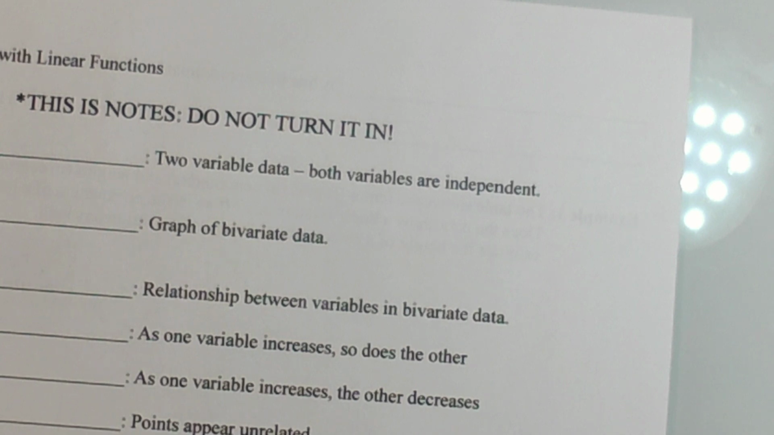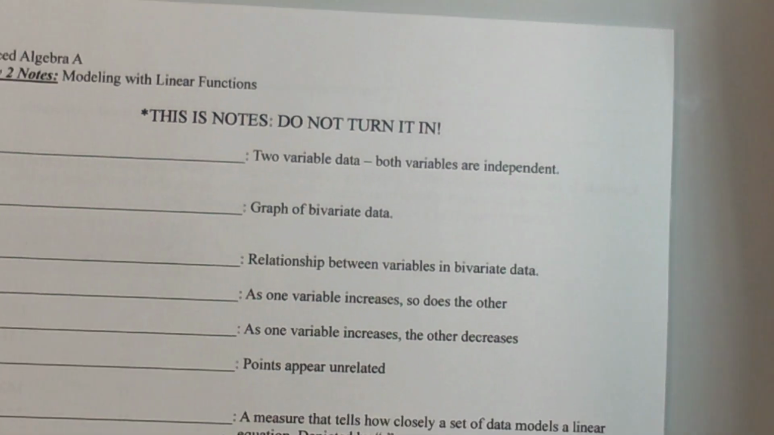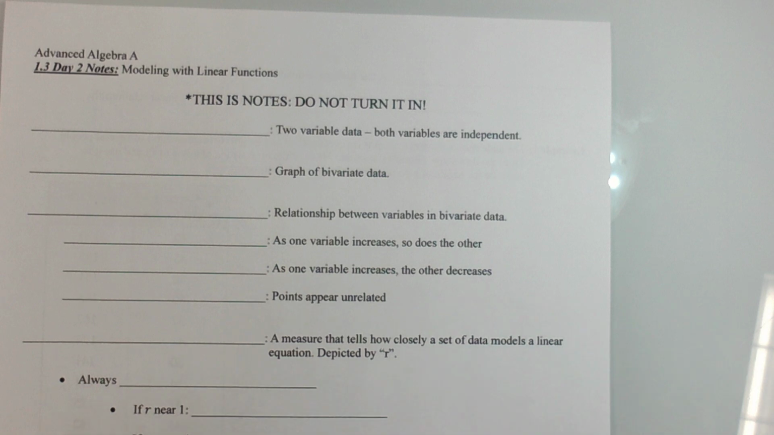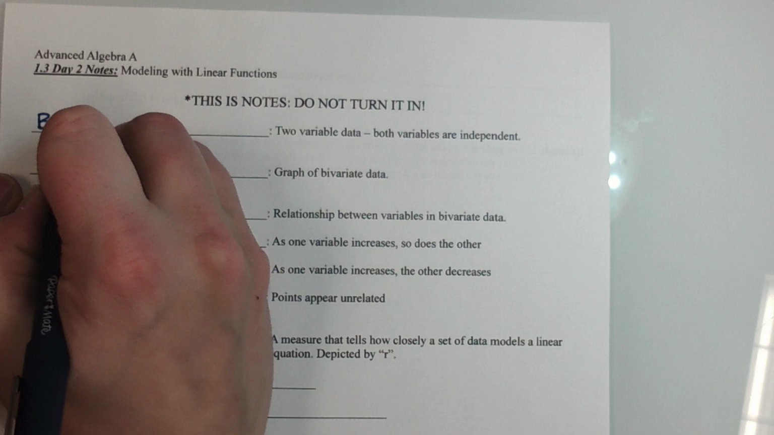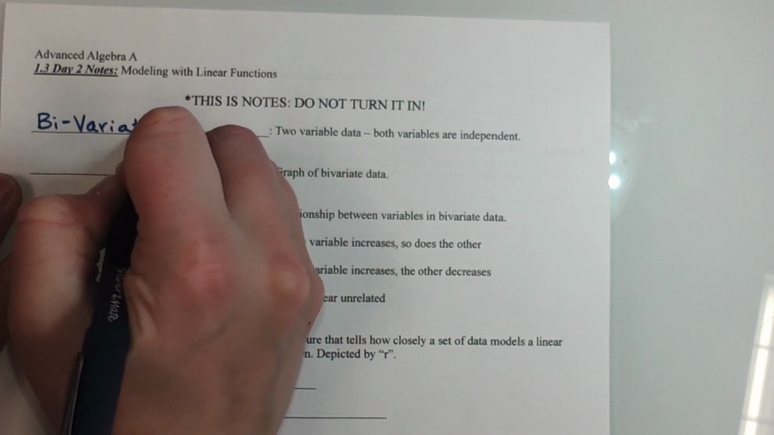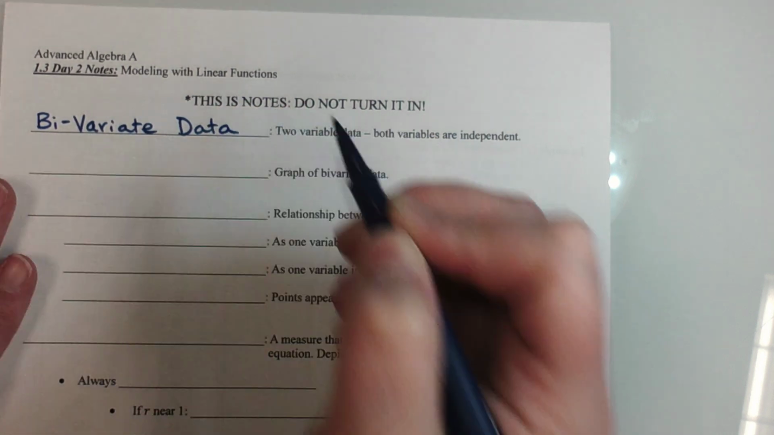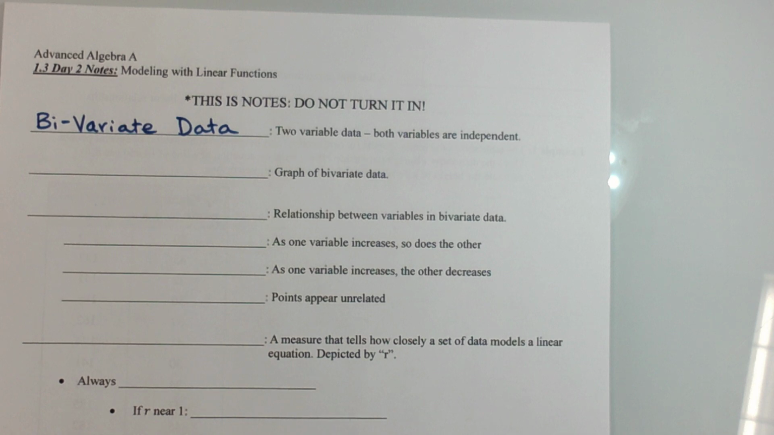Okay. So, today, we're going to be working with data. As we are working with data, specifically we're working with what's known as bivariate data. Bivariate data. Bi means two, variate means variable.